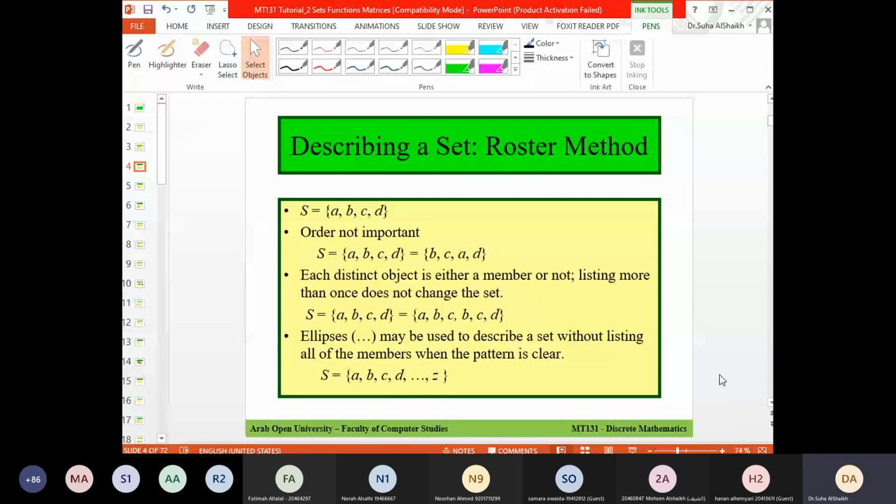Now, to describe the set, of course we have so many ways as you can see. The first way to describe the set is by using the roster method. Roster method means writing the curly brackets, separating the elements by commas, using a capital letter with an equal sign. When you are writing in this way, you have to notice the order is not important. Meaning if I write A, B, C, D, this is the same as writing B, C, A, D. It's the same.